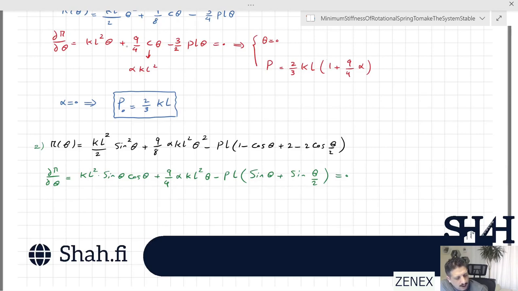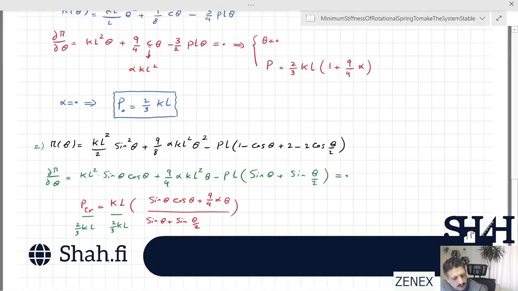If we set this equation equal to 0, we can find the P critical as a function. So P critical will be KL times sin theta cos theta plus 9 over 4 alpha theta, divided by sin theta plus sin theta divided by 2. I divide both sides of this equation by 2 thirds of KL. As you remember, we named P critical over this one as a dimensionless lambda. Then lambda can be written as 3 over 2 times sin theta cos theta plus 9 over 4 alpha theta, divided by sin theta plus sin theta divided by 2.